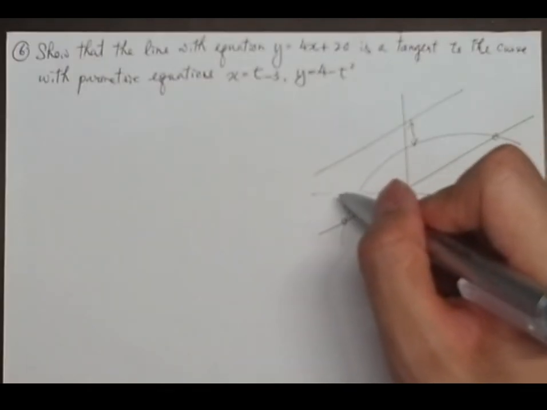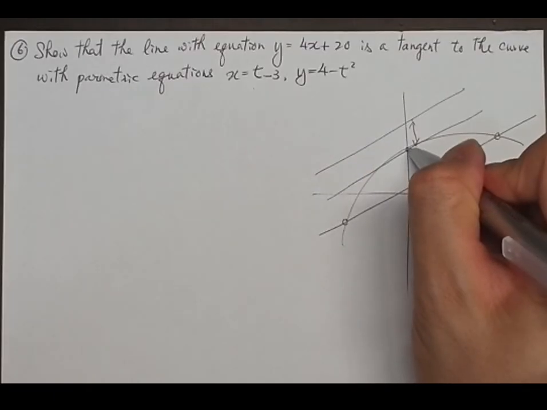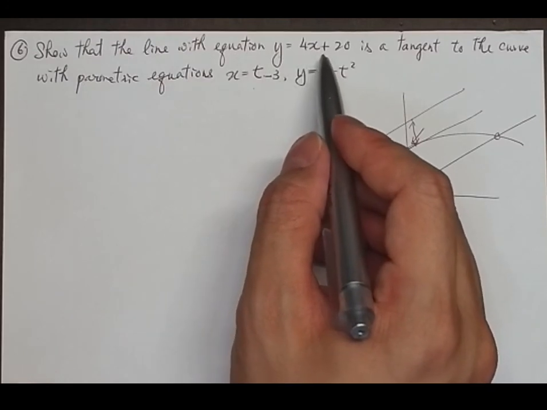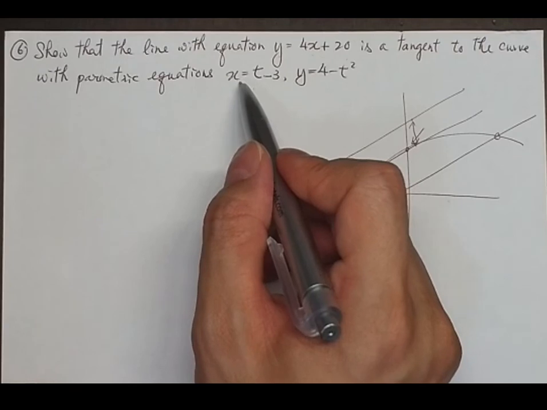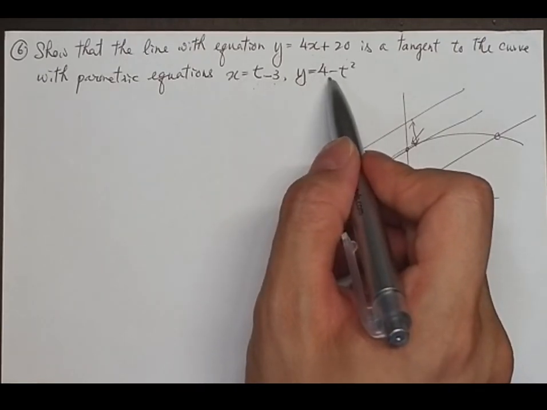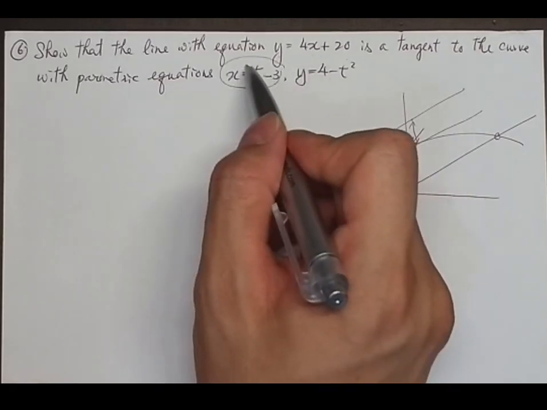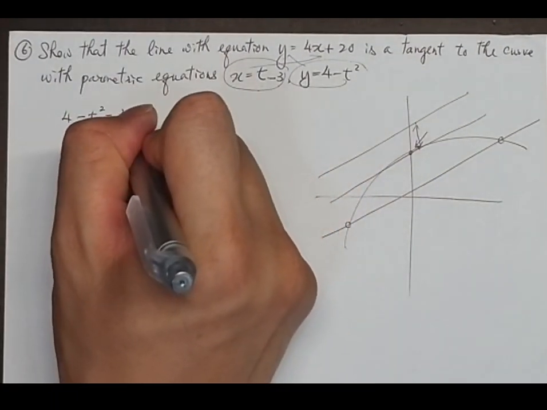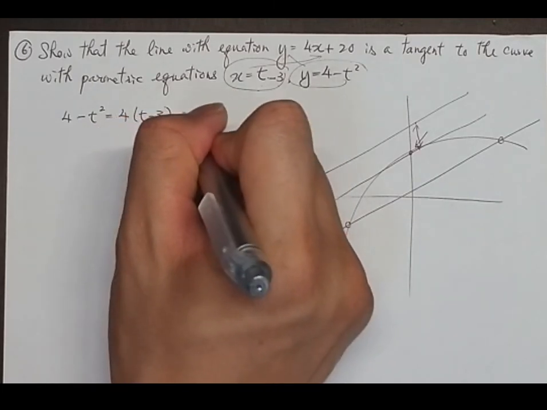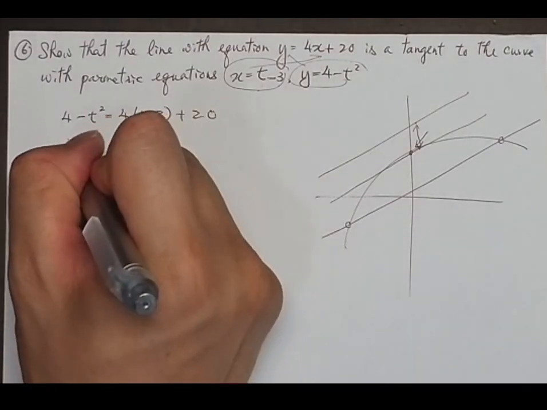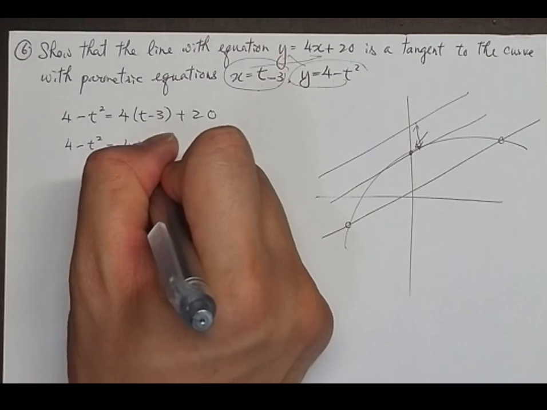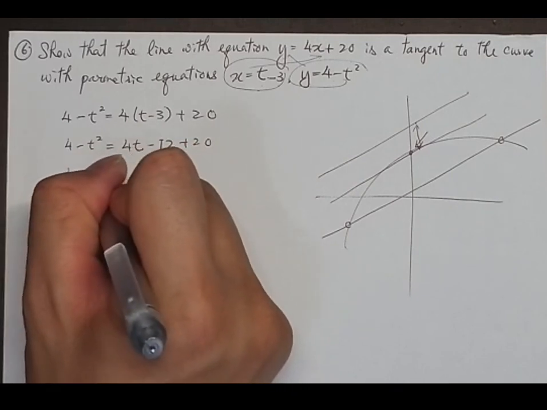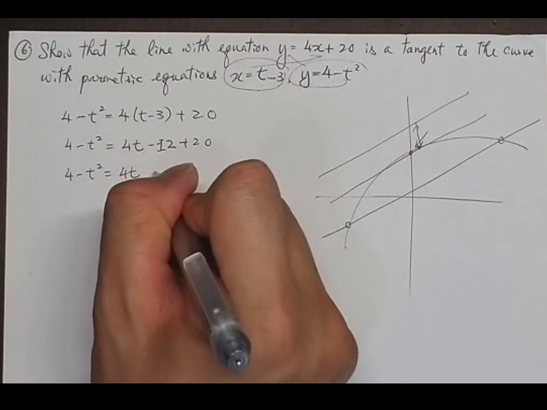And if this line is a tangent to the curve, that means the solution has to be one and only one. So if we have a line y equal to 4x plus 20 and the parametric equations are x equal to t minus 3 and y equal to 4 minus t squared, we substitute this x into here and y into here. We got 4 minus t squared equal to 4 multiplied by (t minus 3) plus 20. And we have 4 minus t squared equal to 4t minus 12 plus 20. And we have 4 minus t squared equal to 4t plus 8.